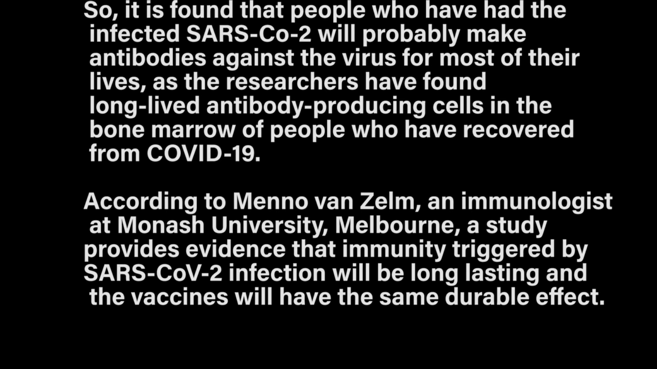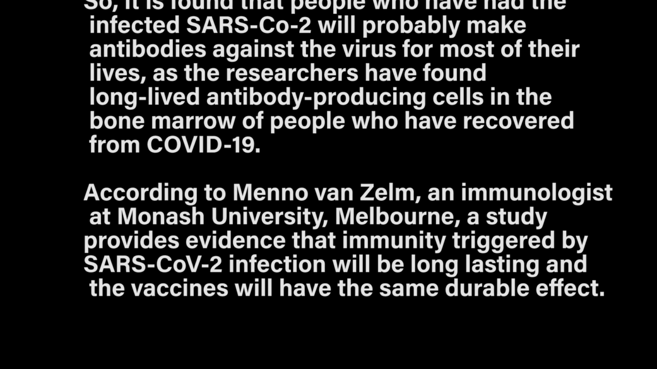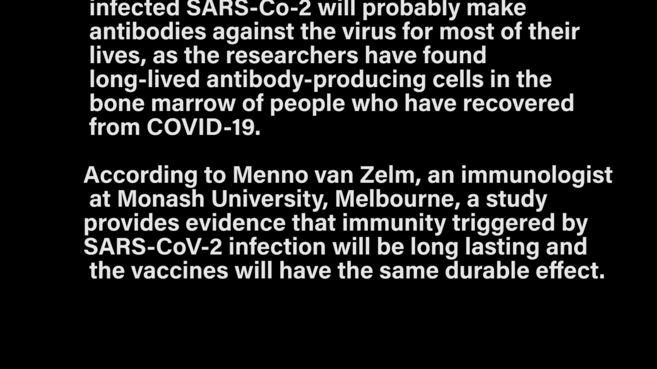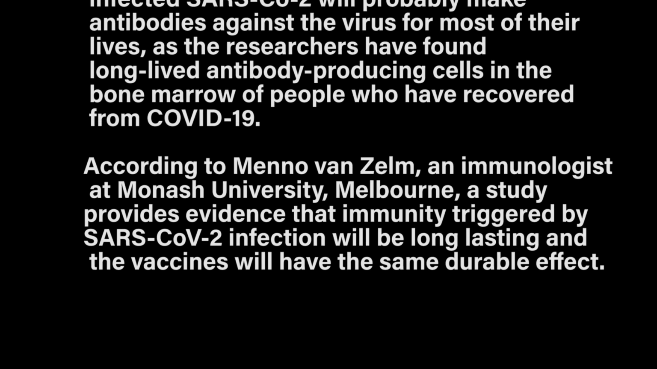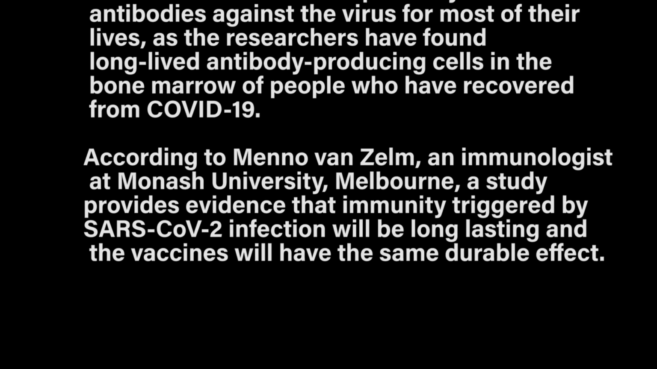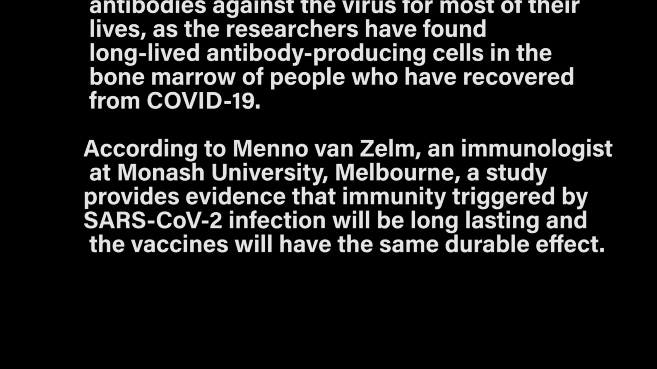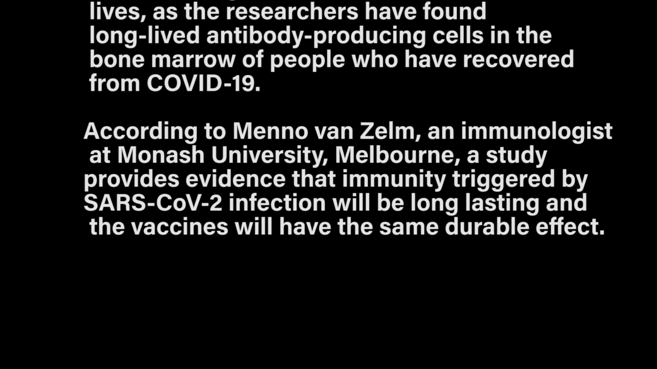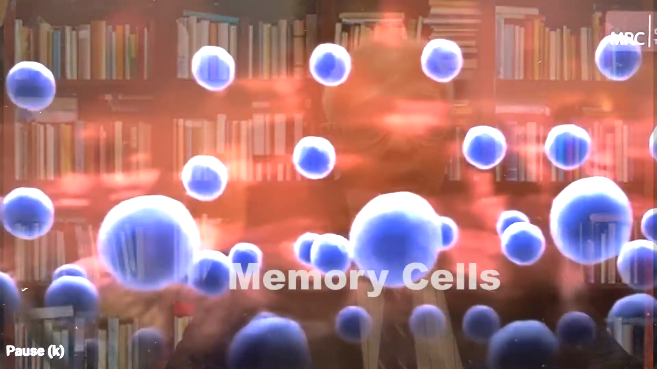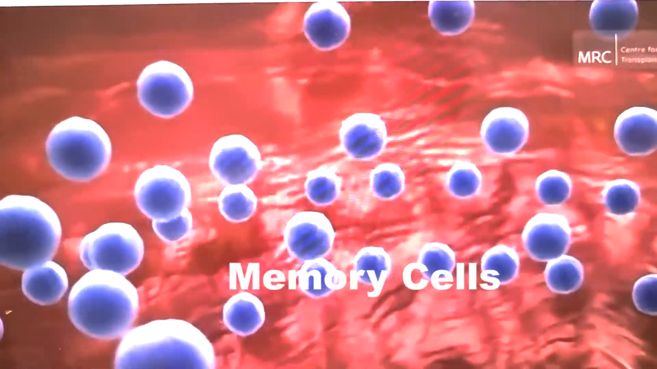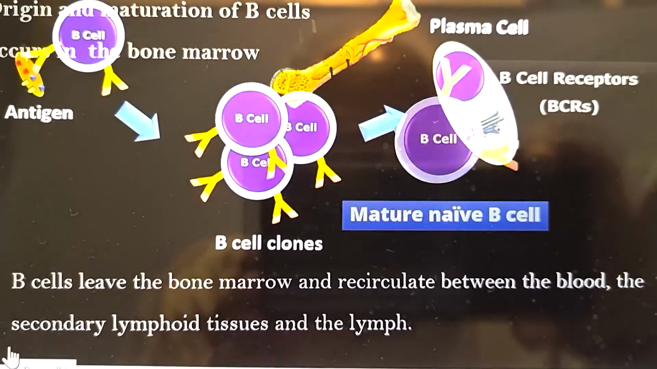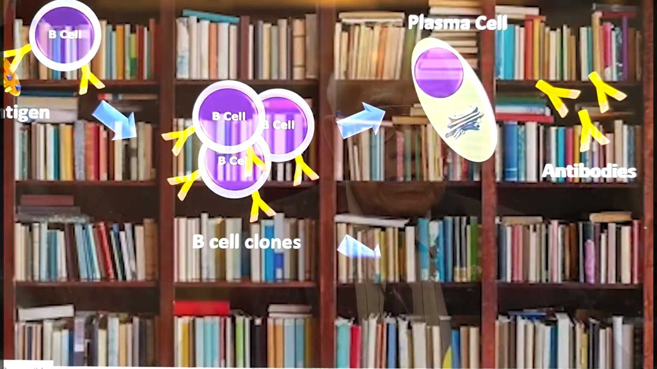According to Menno van Zelm, an immunologist at Monash University, Melbourne, a study provides evidence that immunity triggered by SARS-CoV-2 infection will be long-lasting, and the vaccines will also have the same durable effect. The effect is observed due to the memory cells patrolling in the blood expecting a reinfection, and the bone marrow plasma cells hiding in the bone marrow keep trickling out antibodies for decades.